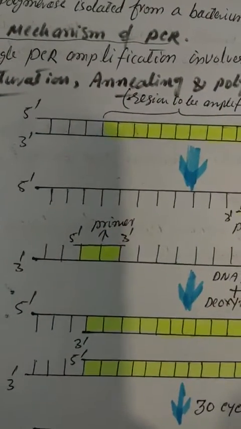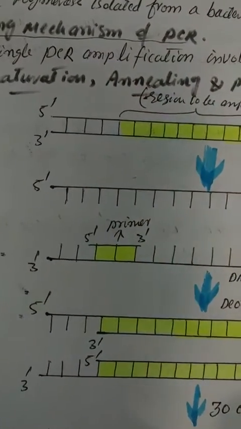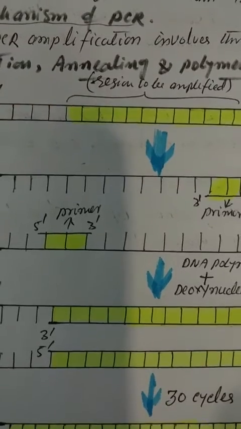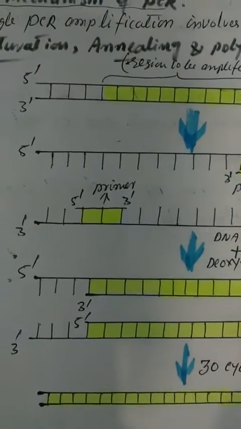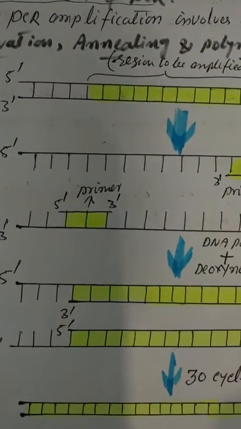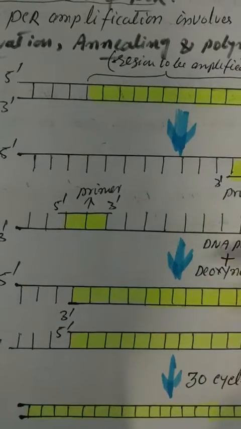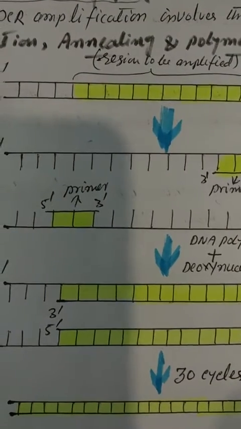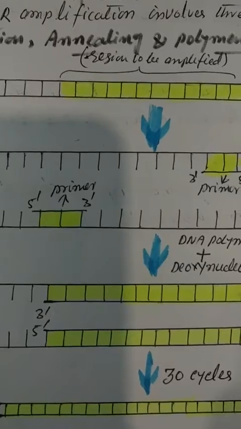This is called annealing. Now, after annealing, what is done? The DNA polymerase is added along with the deoxynucleotides, by which the amplification of this segment of the gene takes place, and this is also called extension. On each cycle of amplification, the target DNA gets doubled, and after 30 cycles of amplification, we get almost about 1 billion segments of the target DNA.